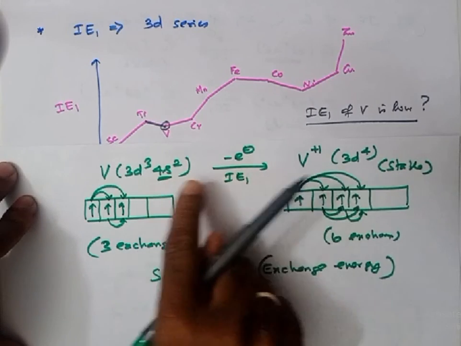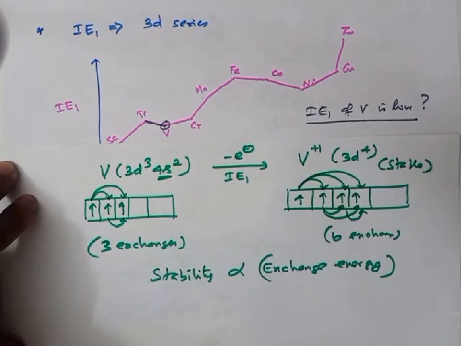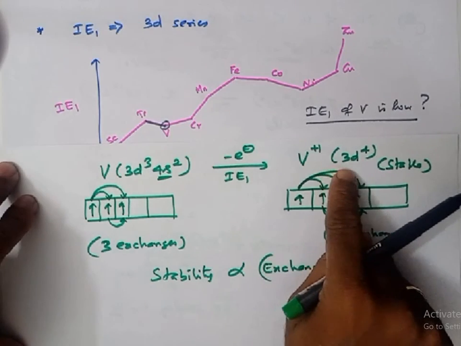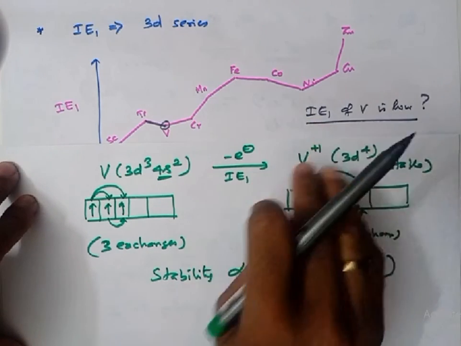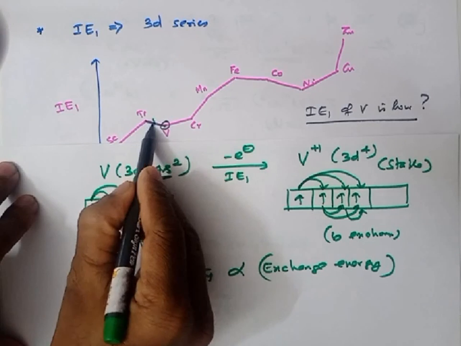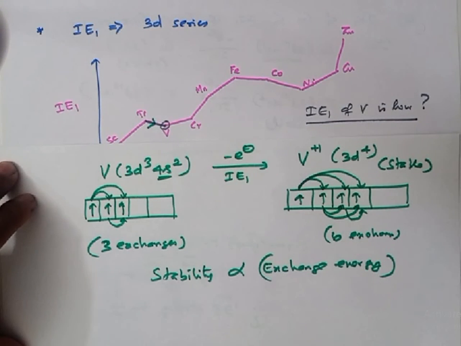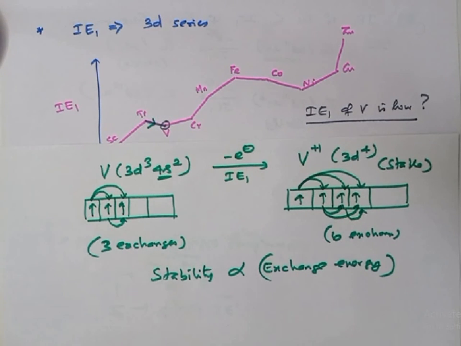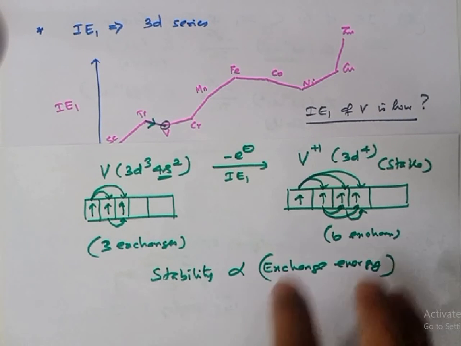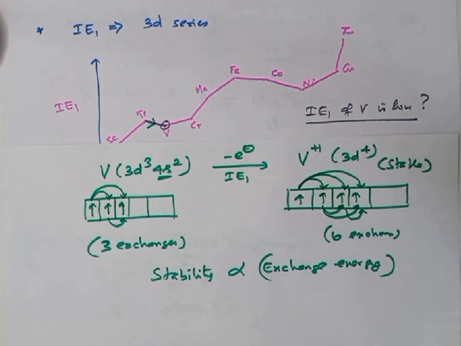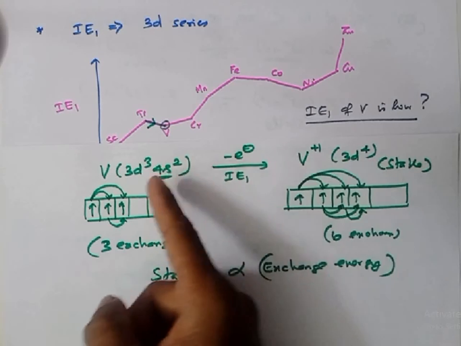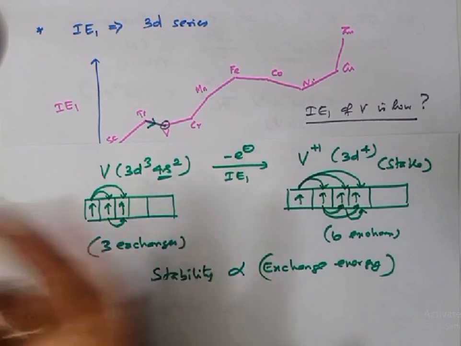Therefore, removal of an electron from vanadium is quite easy. If the product side is stable, ionization energy is low. That is the reason why after titanium, ionization energy decreases. So the first ionization energy of vanadium is low because of exchange energy. Exchange energy of vanadium plus 1 is more, therefore the stability of vanadium plus 1 is more. Since vanadium plus 1 is more stable, it is easy to remove an electron from vanadium. Okay, very simple.